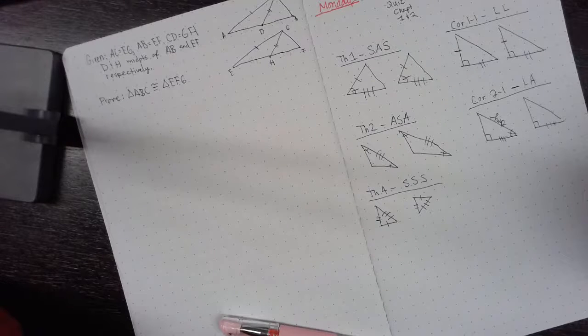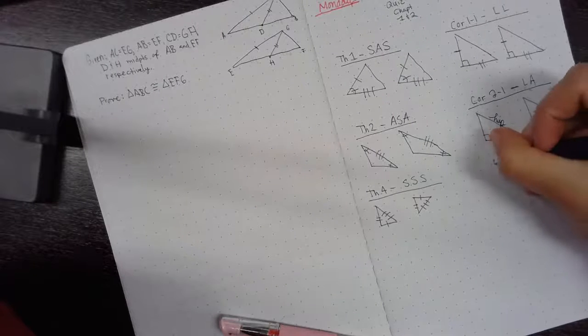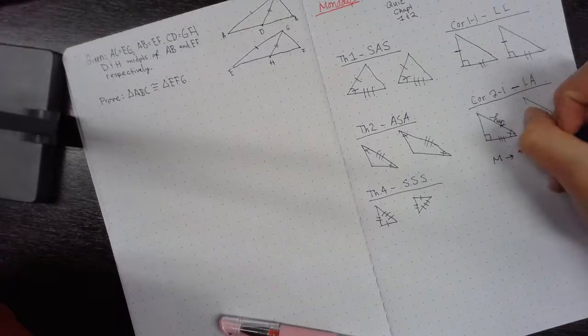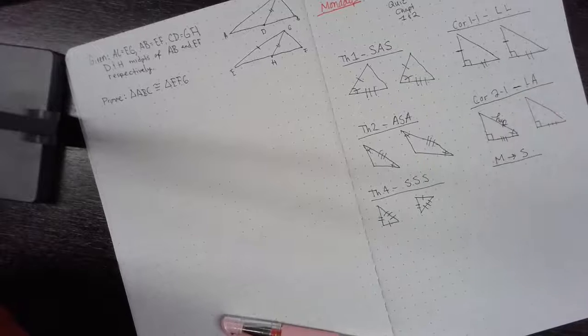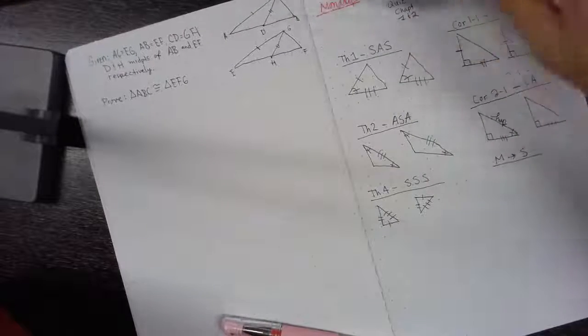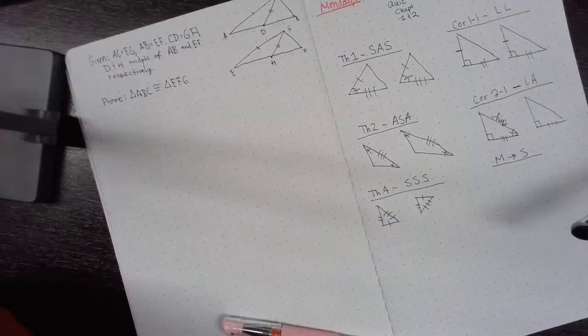Let's see, is there any corollary to that? There is not. Okay, so those are the 5 ways that we have learned how to prove triangles congruent, except for this one. We also learned move through space is a way. We're not going to need to move through space in here. Let's just try a few different things.